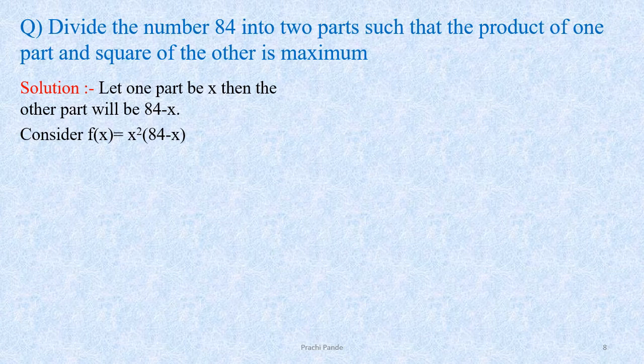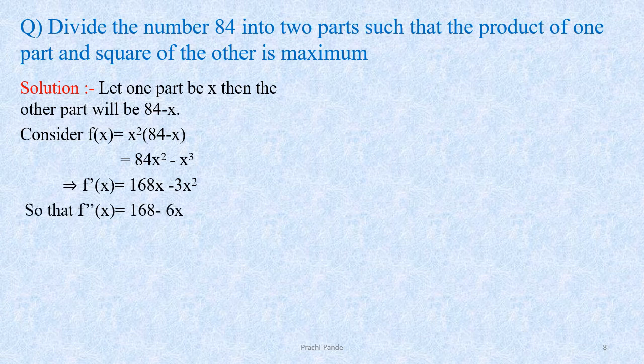This is the function which we have to maximize, because we have to maximize the product of one part and the square of the other part. So we are letting one part be 84 minus x and the other part square means x square. So here f of x is equal to 84x square minus x cube, and we have to maximize this. Find out f dash x, which is 168x minus 3x square. F double dash x is 168 minus 6x.